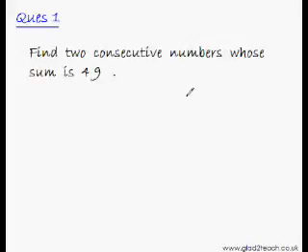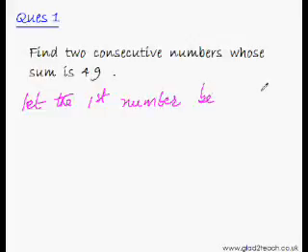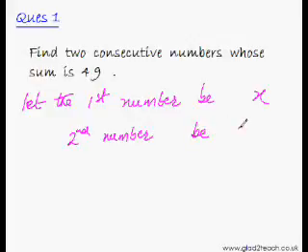To solve any word problem, we always start by assigning the variable x. So let the first number be x. So this means that the second number would be x plus 1. Isn't it? That is how we translate the English word consecutive into mathematics. Consecutive means one after the other. Let's say if one number is 7, then the other number would be 7 plus 1, that is 8. So that is why we put plus 1.